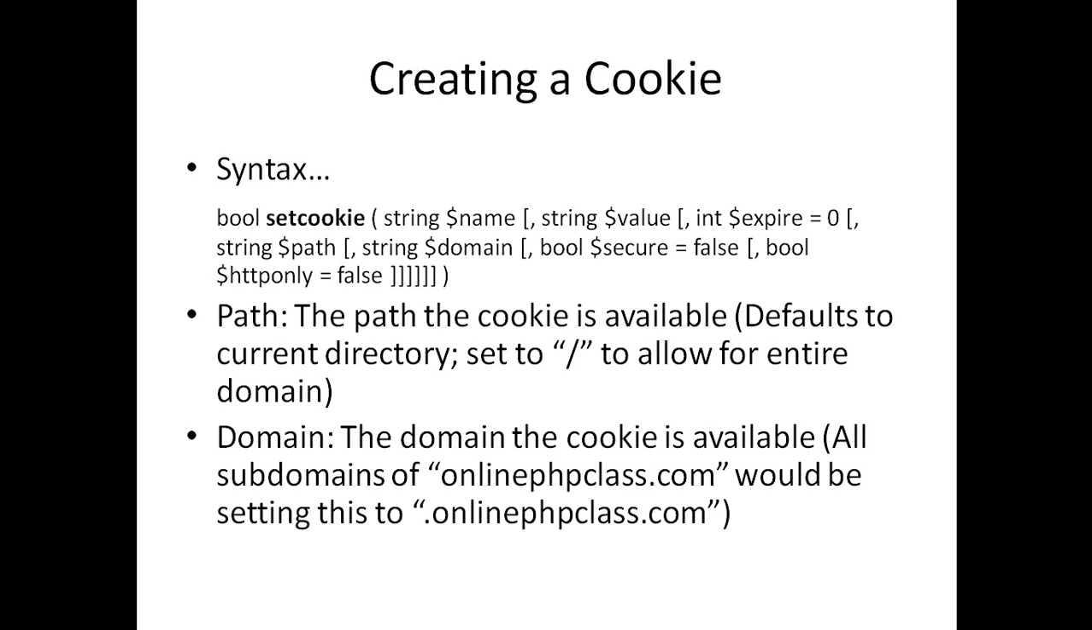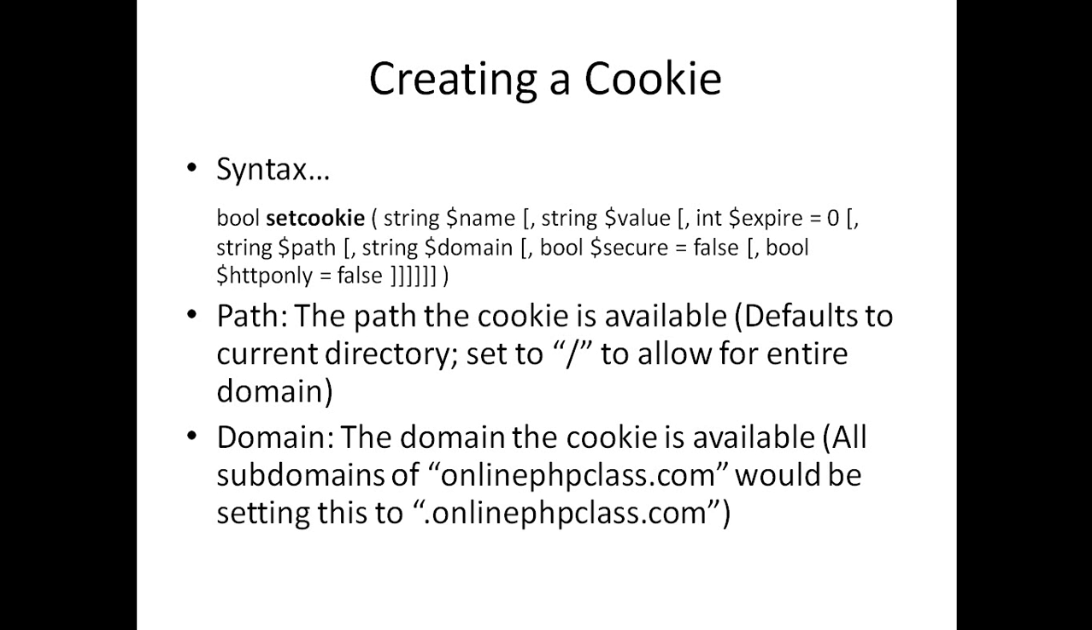say I had onlinephpclass.com/members/whatever. The default of the path would be members, and the cookie would only work for requests within that members directory. If you want the cookie to be available to the top level, onlinephpclass.com, you would set path equal to slash. Domain is the domain the cookie is available to. If you want it available to all subdomains of onlinephpclass.com, you set it to .onlinephpclass.com. Otherwise, you set it to the domain that you want it to be available to.